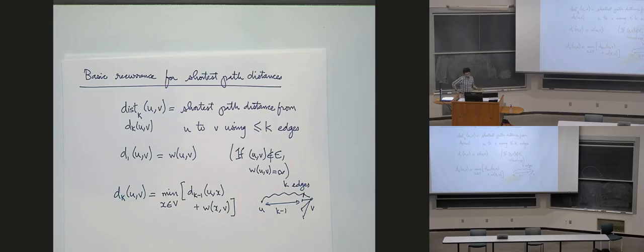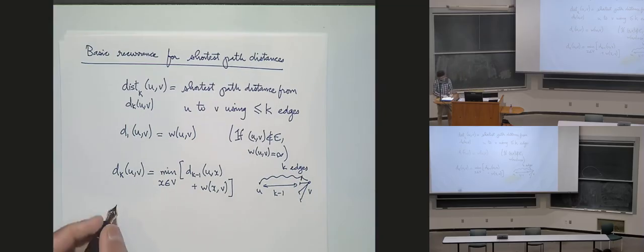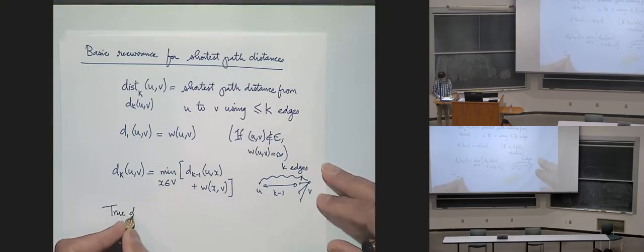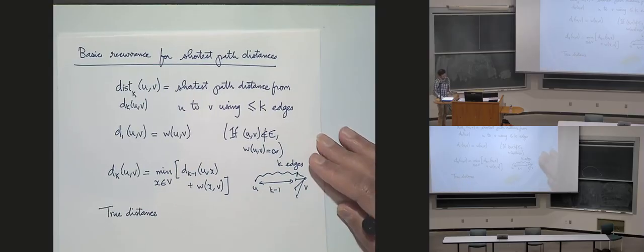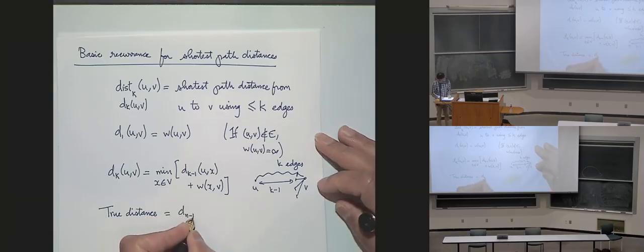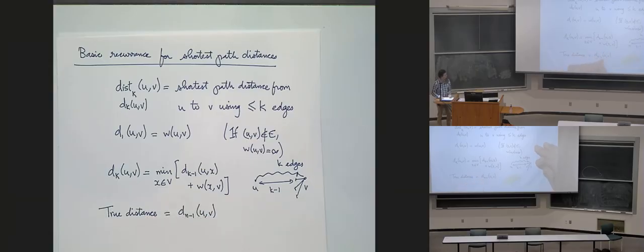So what you have is the true distances, and assuming no negative weight cycles, the true distances are just going to be d_{n-1} of u,v. Because when it's n minus 1, it means that I've taken a path of length n minus 1. And because there are no negative weight cycles, I never intersect with myself. The path never intersects, so it's n minus 1 edges. Yeah?